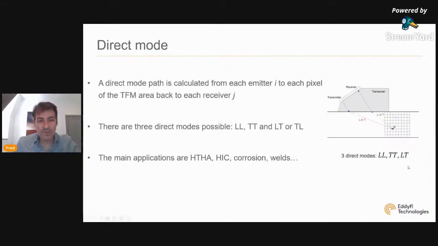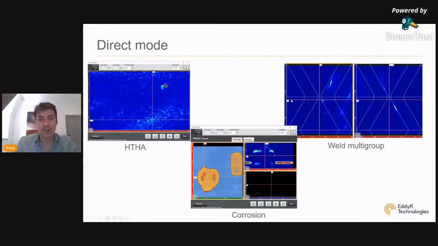We are most familiar with direct modes. Direct modes are pretty straightforward. We start from any transmitter, so any element that fires. We propagate through the component with either L or T, go to a pixel of the region of interest of the TFM, and back to all the receivers using, again, L or T wave type. So we have 3 possible modes, LL, TT, and LT or TL, which is essentially the same mode, but we rarely see this one.